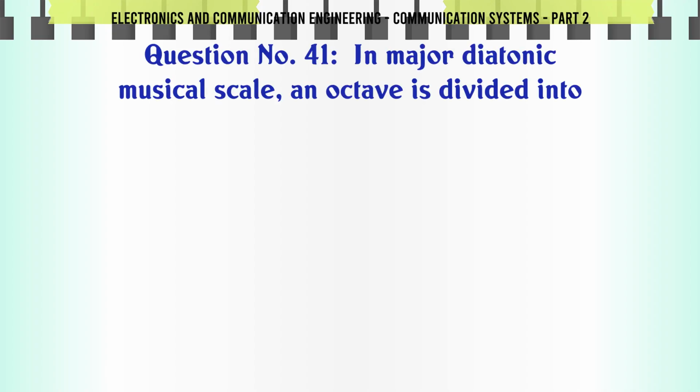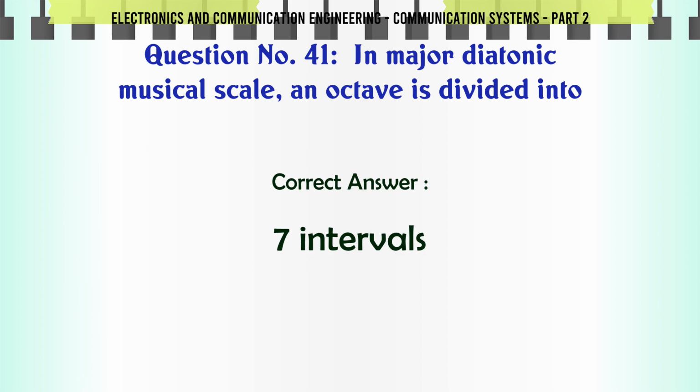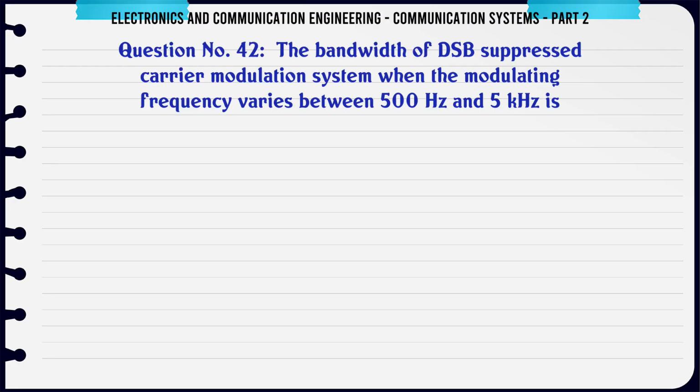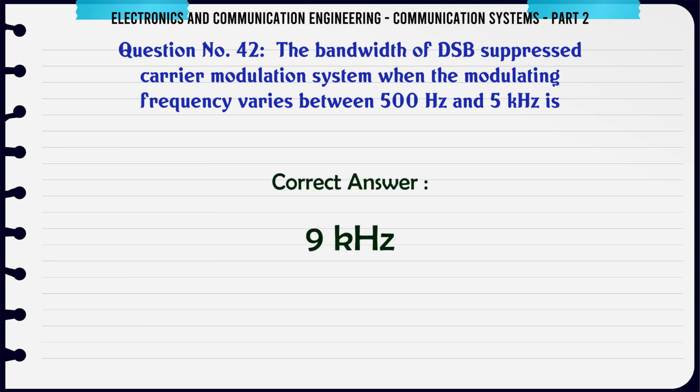In major diatonic musical scale, an octave is divided into A. 12 intervals, B. 10 intervals, C. 7 intervals, D. 5 intervals. The correct answer is 7 intervals. The bandwidth of DSB suppressed carrier modulation system when the modulating frequency varies between 500 Hz and 5 kHz is A. 555 kHz, B. 505 kHz, C. 500 kHz, D. 9 kHz. The correct answer is 9 kHz.